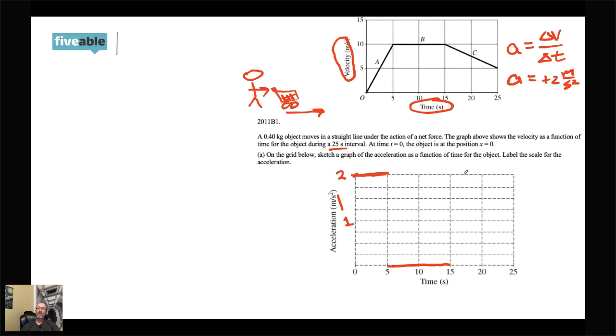How about for letter C? So for letter C, now we have an issue. Why do we have an issue? What is the problem with letter C? Well, for letter C, it is negative. So we can't make this one and this two.